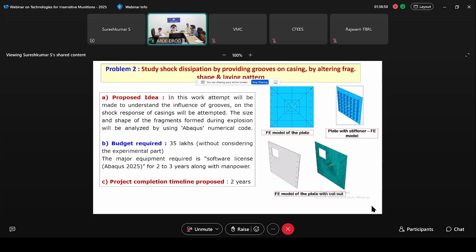Okay, sir, we have understood that you have good capability to do this simulation part. The only thing is that if you can add some experimental work also, that will be much better, so that we can verify that the results are matching with our expectation. Sure, sir.